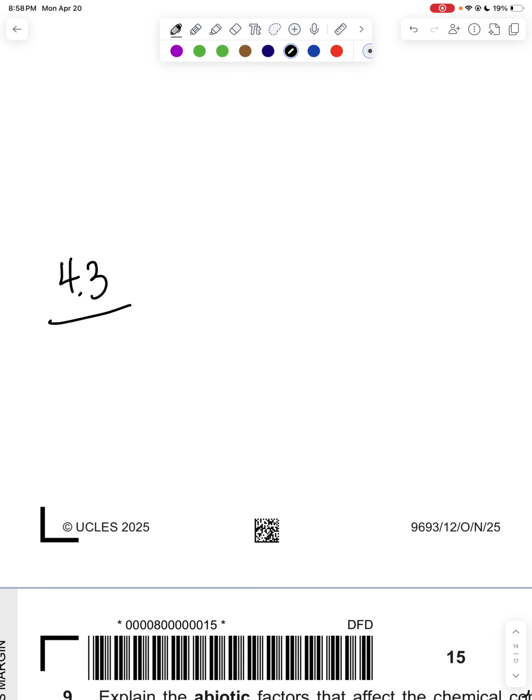Okay, so from section 4.3. I don't have a good acronym for this one, but for marine biodiversity, I just remember it's MIC P3. Right, there's 3 Ps. And so these are the reasons why we care about biodiversity. The M is going to be it maintains stable ecosystems.